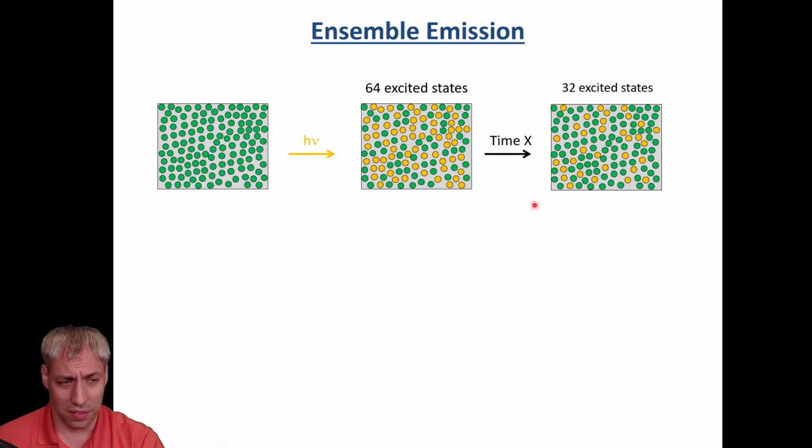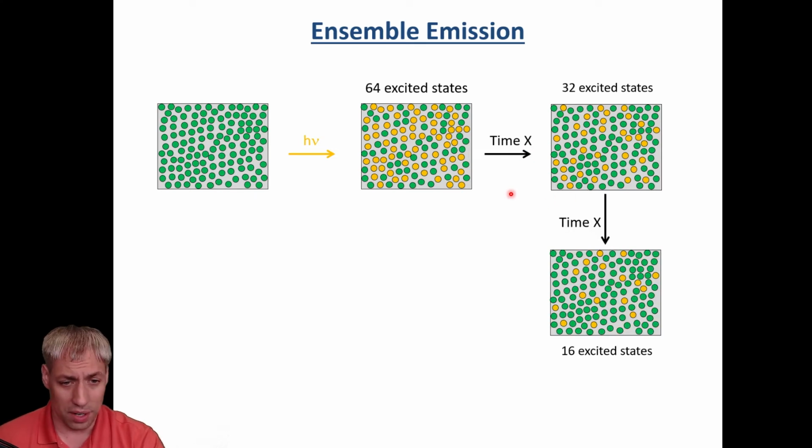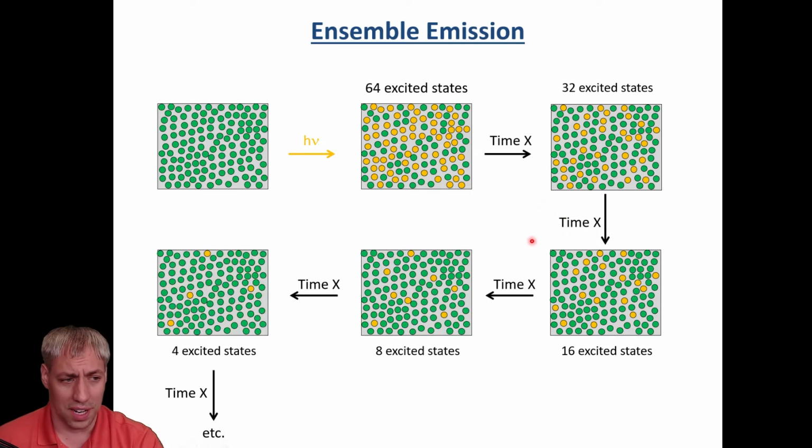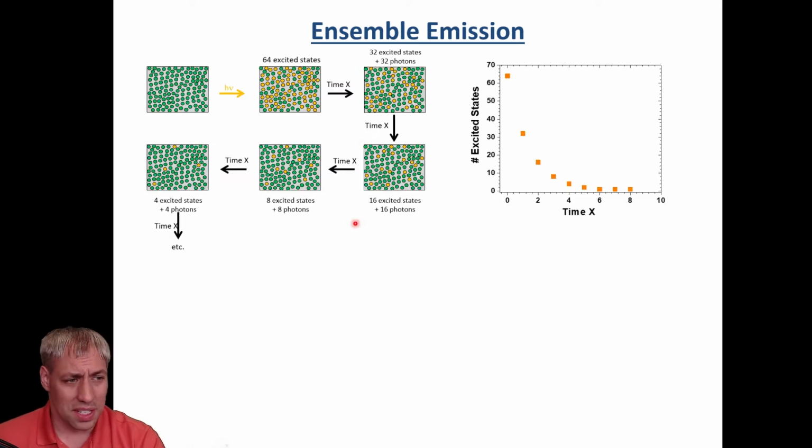And so we've effectively lost half our excited states. Wait another time period X, we'll lose another half of those, another time period, another time period, another time period. And as you can see, the number of excited states is decreasing over time. And so this is that image again.